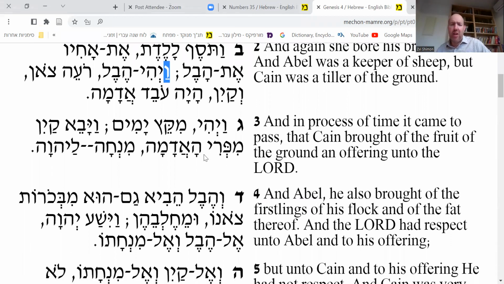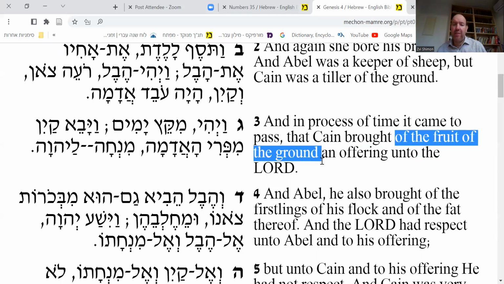And so too here, I think we have a contrast. And you ask what contrast? They both bring from their produce, right? But if we look closely, we can see that there's also, once again, a contrast between the two. Because whereas Cain, who was the initiator, who brought, it only states that he brought of the fruit of the ground, without any description of the nature of the fruit that he brought.